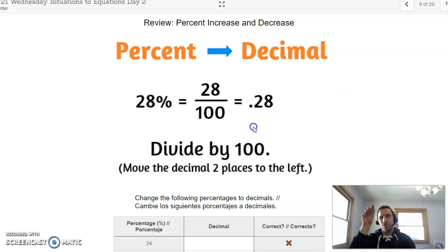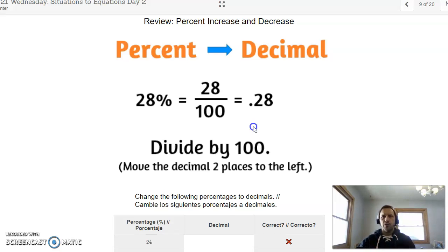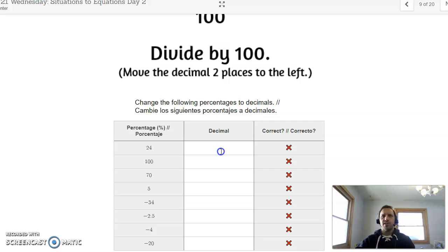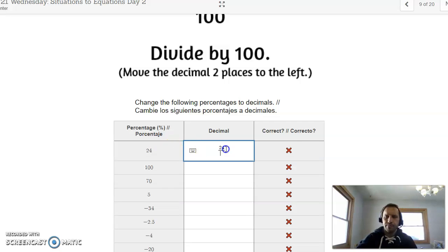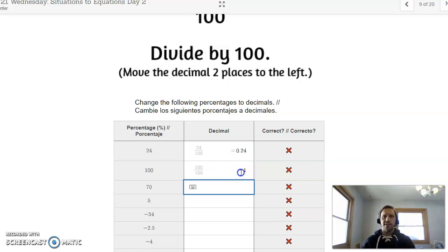You maybe just learned that you just move the decimal 2 places, but I want you to know why. Why is because it's a part of 100. So if you look down here, what is 24% as a decimal? Well, 24 divided by 100 is 0.24. All right, so that decimal is 0.24. 100 divided by 100, guess what that is? 1, right? And so that moving 2 decimals, it's going to be 1 as a number.